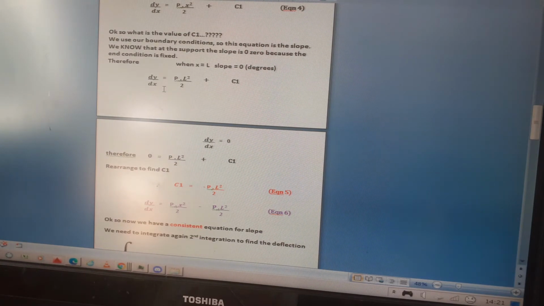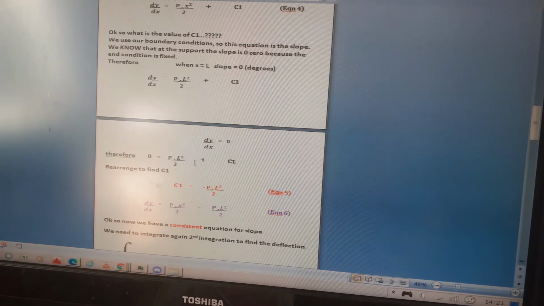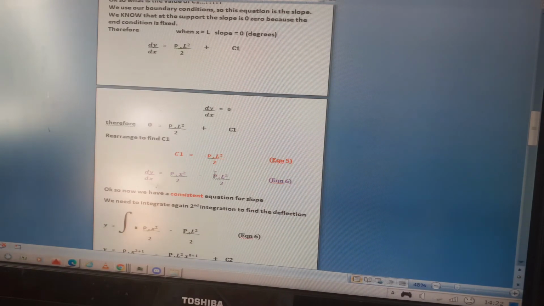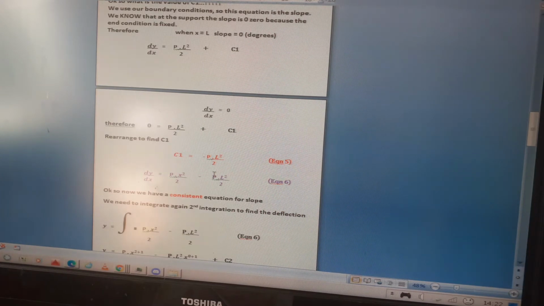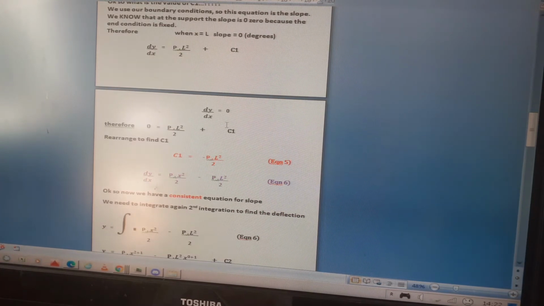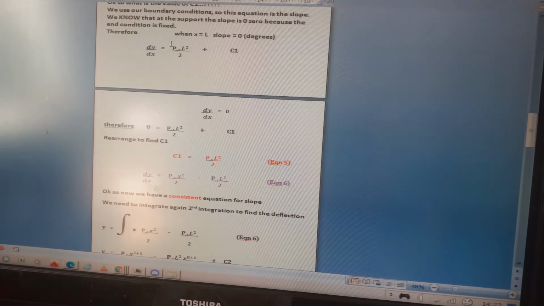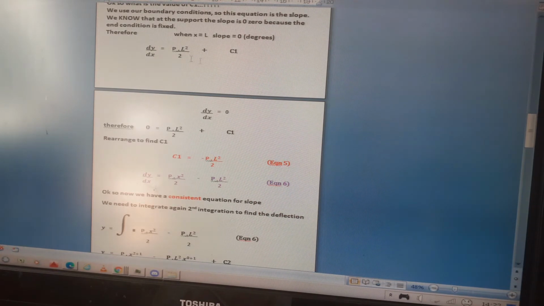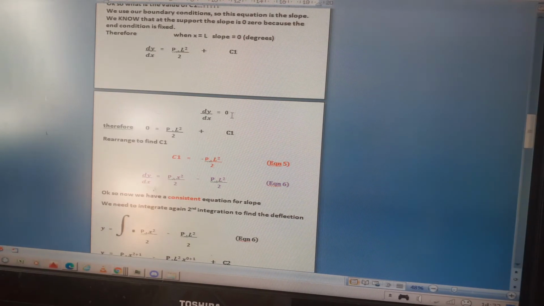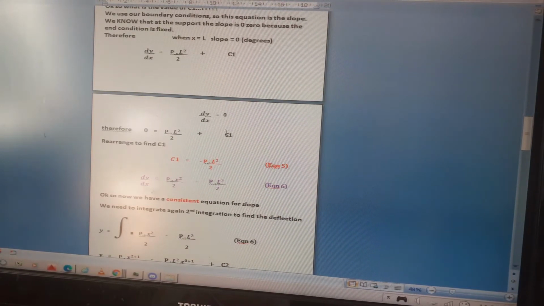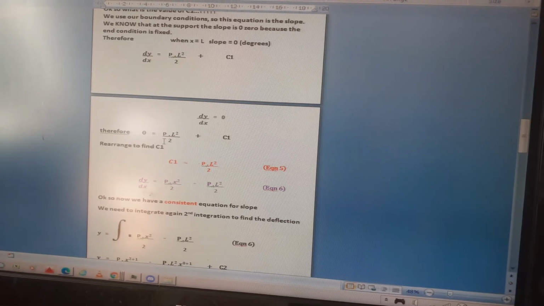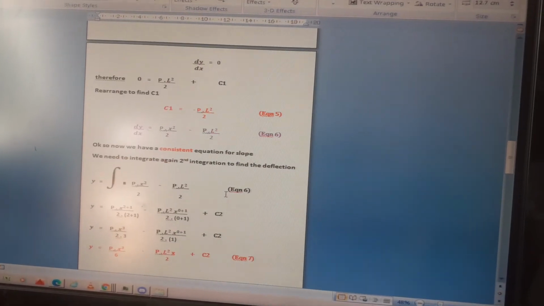Therefore substitute that back into the equation, and we get 0 equals PL squared over 2 plus C1. Rearrange to find C1. C1 is equal to minus PL squared divided by 2. That makes sense really, doesn't it? Because you've got dy over dx is PL squared over 2 plus C1, dy over dx equals 0, so 0 equals PL squared over 2 plus C1. Take PL squared to the other side: C1 equals minus PL squared over 2.